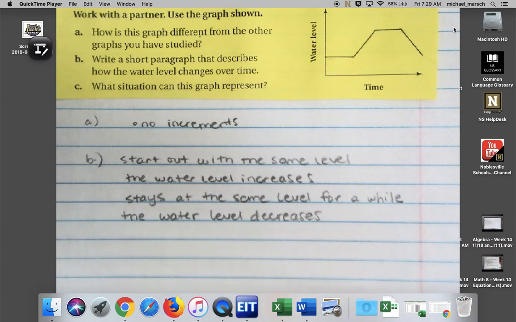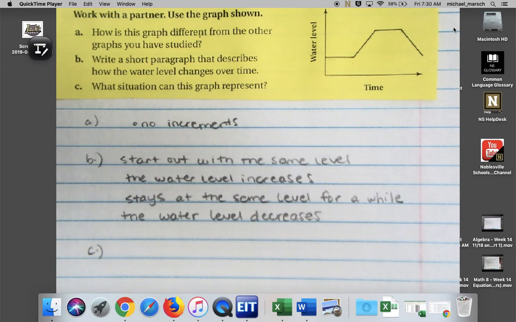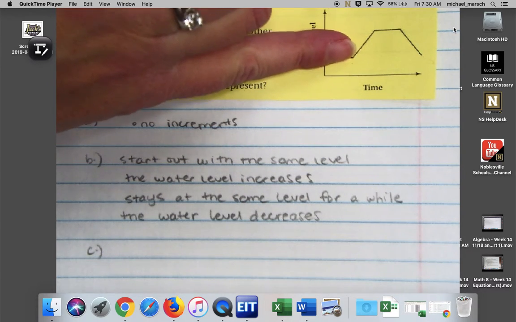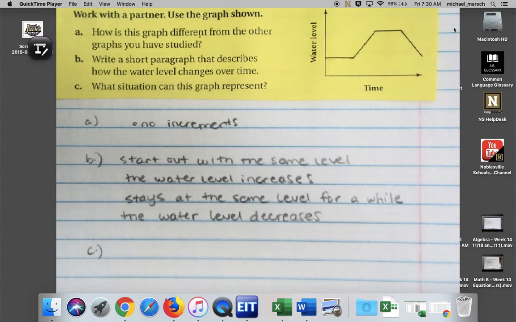All right, so what situation could this be? We have to ask ourselves, in what real life situation do you have water level at a certain point, and then it increases for a little bit, and then it decreases again? So I'm going to pause, let you consider, ponder, think, brainstorm.